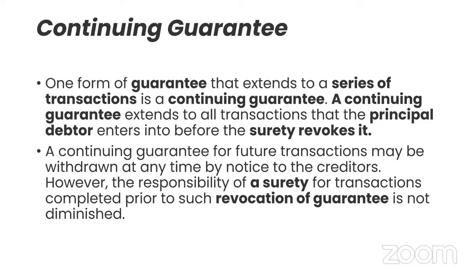The next one is continuing guarantee. What is meant by continuing guarantee? Sometimes guarantees are applicable to a series of transactions. Such a guarantee is known as a continuing guarantee. Now, a continuing guarantee extends to all those transactions that the principal debtor enters into before the surety revokes it, before the surety cancels it. So when the surety says, I am no longer guaranteeing all these transactions, whatever transactions have been entered till date, yes, I will stand surety for it. But now, since I am revoking this guarantee, whatever transactions are entered into after this date and time, I am no longer liable. Right? That is the position of the surety in case of revoking a continuing guarantee.